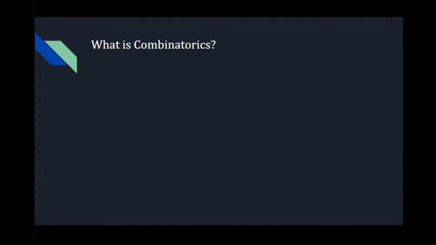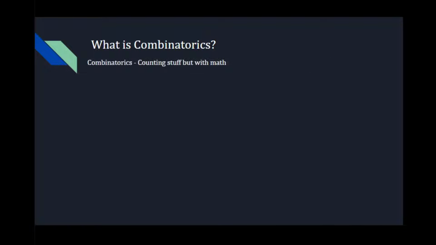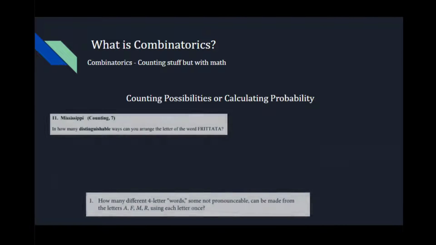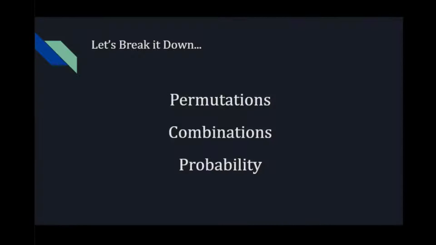So what is combinatorics? The formal definition is the branch of mathematics dealing with the combinations of objects belonging to a finite set in accordance with certain constraints, such as those of graph theory. Yada yada yada. It just means counting stuff, but with math. It comes up a lot on math team contests in problems involving possibilities or probability. It comes up a lot. So it's really important to have at least a basic understanding of the general principles behind these kinds of problems. So let's break it down.